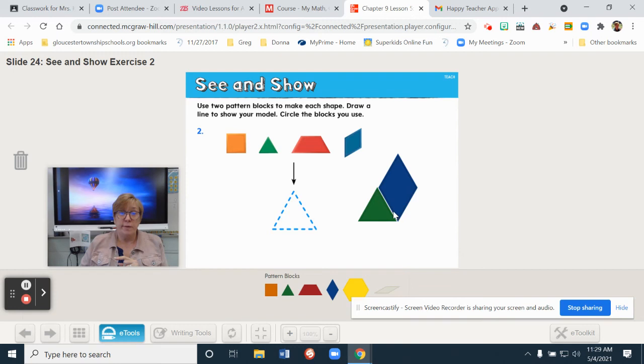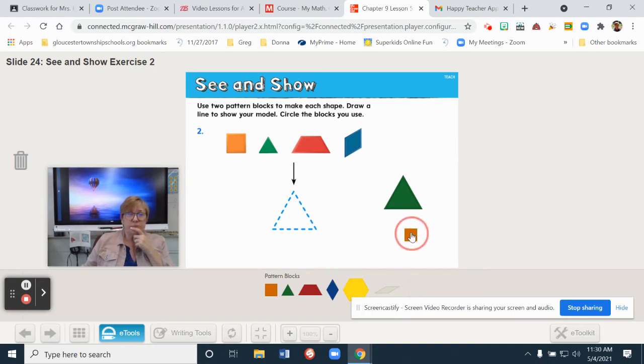So off they go, all right? Okay, so what 2 did you use? Well, I would agree that you could still use this. We know we can't use this. The square, does the square work? No, it doesn't. Makes it look like a house, but not a triangle. Let's try with our trapezoid. There you go.